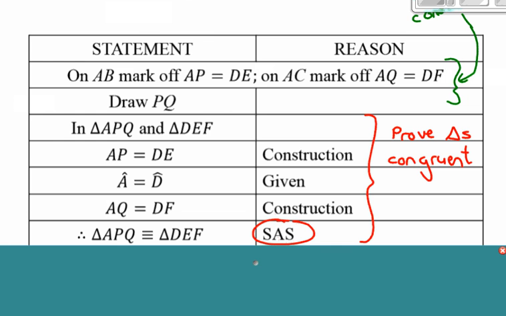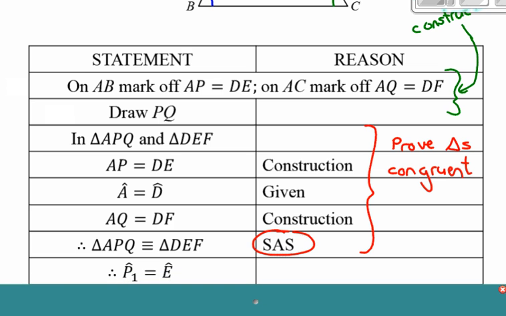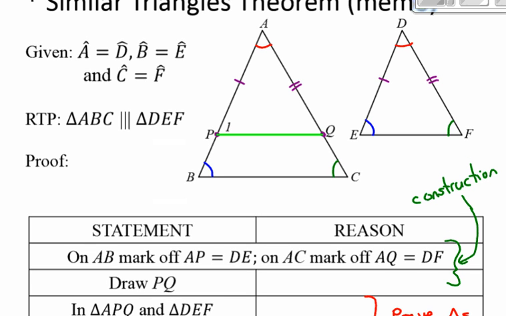Okay, cool. So they're congruent. So what? What does that tell us? We now know that because they are congruent, angle P1 is equal to angle E. Let's have a look. So we called this P1. So we know that in fact this angle here, P1, is equal to angle E, because congruent triangles have angles that are equal in size. So P1 is equal to E.